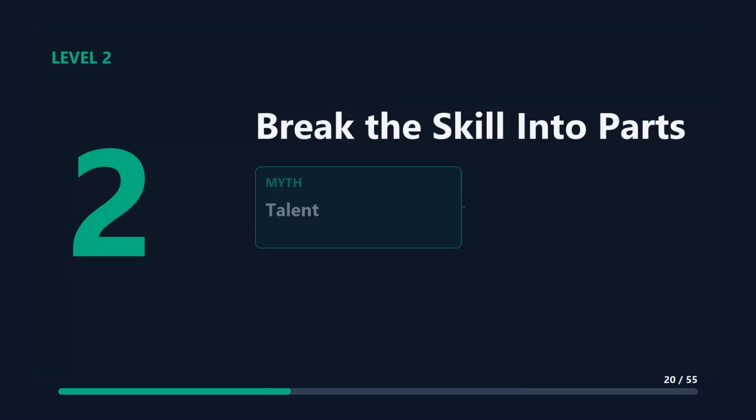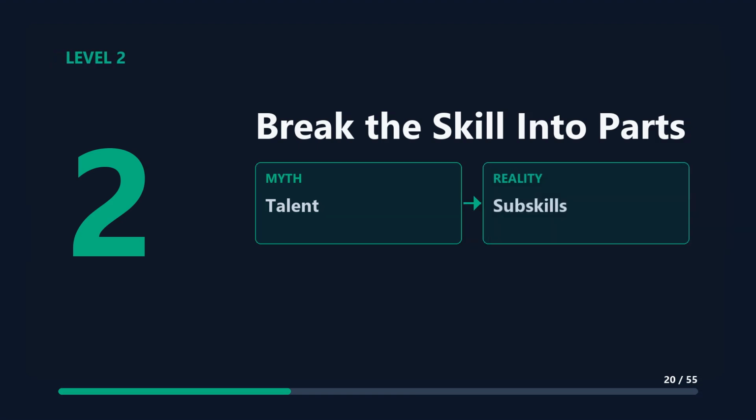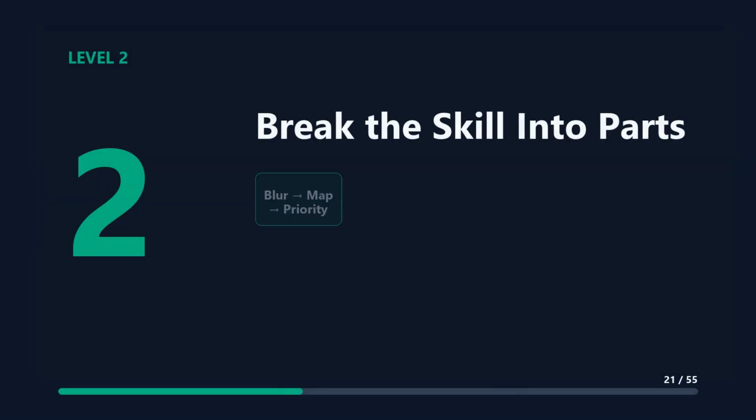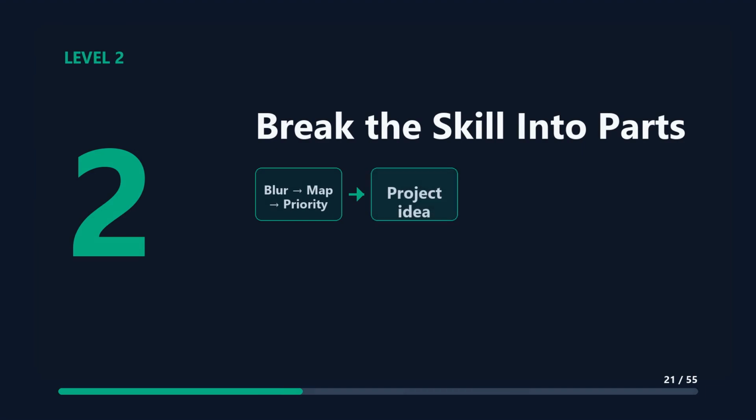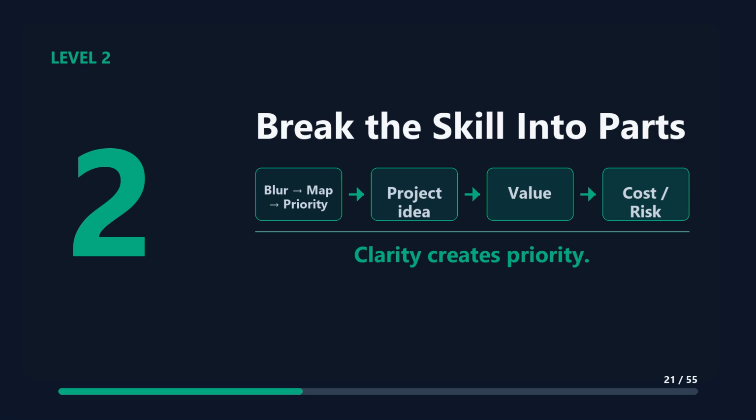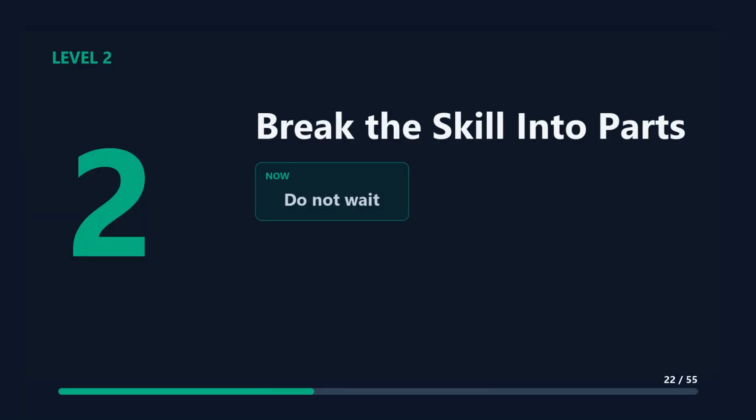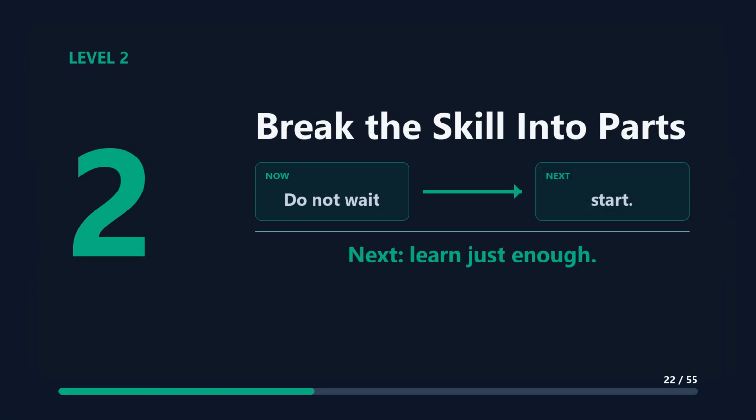Many beginners think experts are simply talented, but experts usually have many small parts working together. Mapping the parts helps you find the weakest link. This stage matters because you cannot improve a blur. When the skill is mapped, you can choose one part to practice instead of trying to improve everything at once. But once you can see the parts, do not wait until you understand everything. The fastest move is to learn just enough to try.